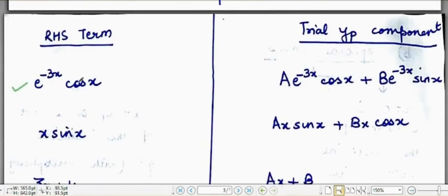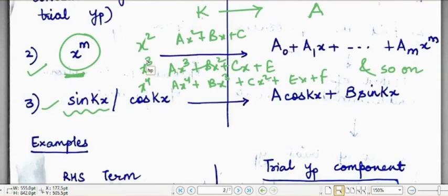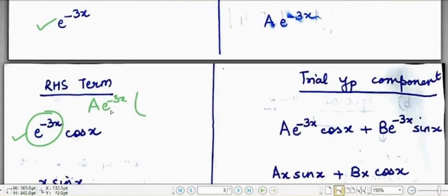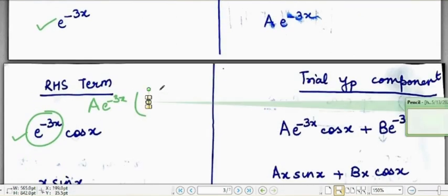Suppose it's exponential into cosine. For exponential, what do you guess? You guess a e to power minus 3x. But for cosine, looking at bullet number 3 of the table, sine or cosine, you take a linear combination of sine as well as cosine. So here it's cosine, so you'll take b cos x. So let me tell you, how do you simplify your trial YP in these situations?